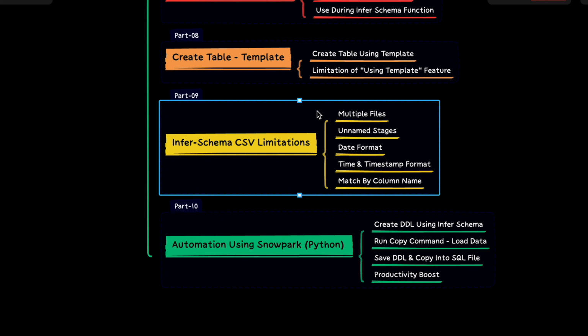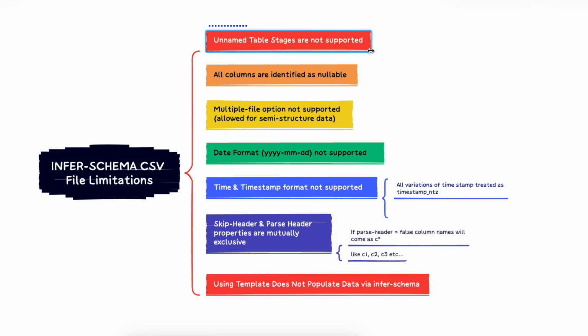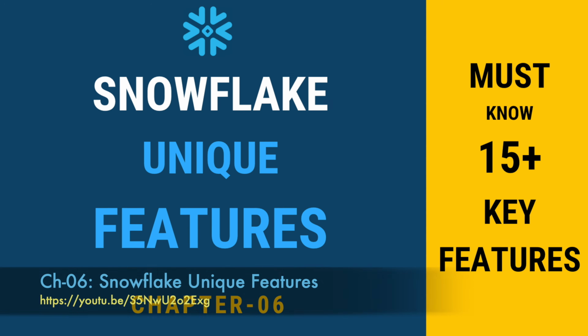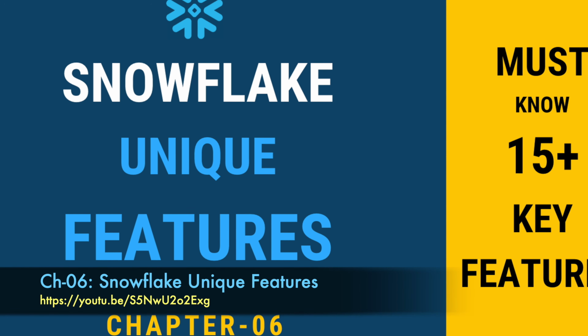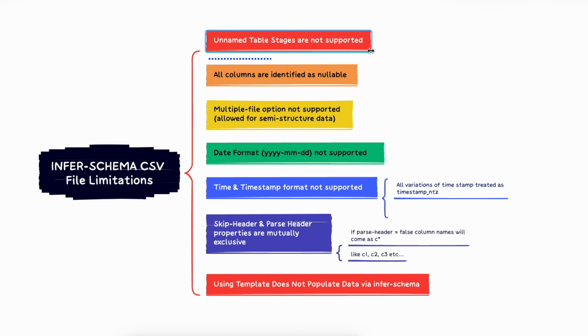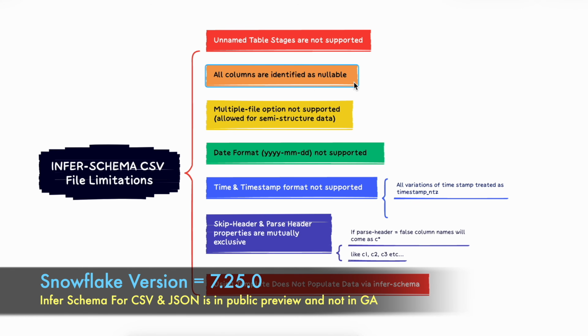So we have seen a lot of interesting things about Infer-Schema for CSV files. Let's summarize some of the limitations we have observed so far. The first limitation: unnamed table stages are not supported. And if you do not know what unnamed table stages are, I would request you to go and watch this particular video from my Snowflake tutorial playlist. With the current version of Infer-Schema for CSV files, all the columns are identified as nullable. Even if you have a non-null column in your data file, it will still be marked as nullable. Again, these enhancements are under private preview and soon it will identify whether a column is nullable or not.